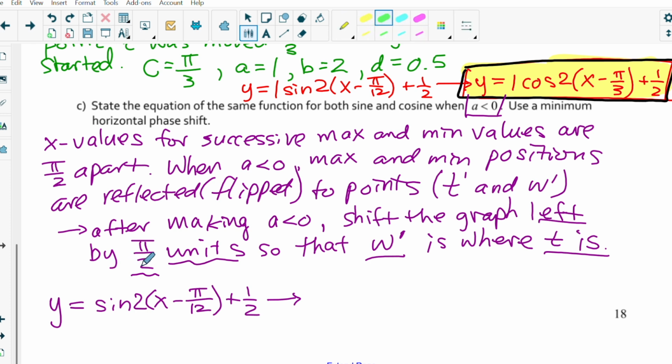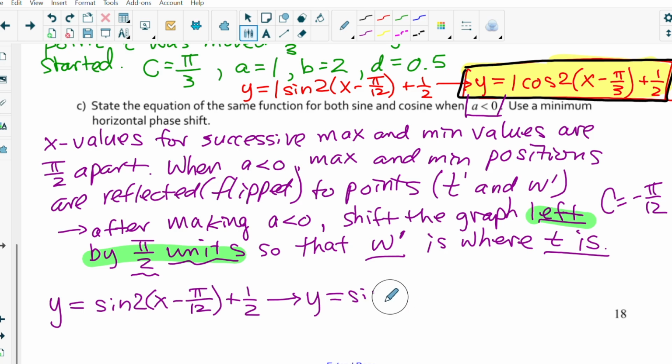I know I'm shifting it to the left by pi over 2 units. That's the key here. Left pi over 2 units. Be careful here. Left pi over 2 units, that's a c value equal to negative pi over 12. Okay, so I can think of it this way. Y equals sine. So when a is less than 0, I have a negative 1 value, right? A is equal to negative 1. So there's our a is less than 0. Okay, so it's negative 1 sine of 2.